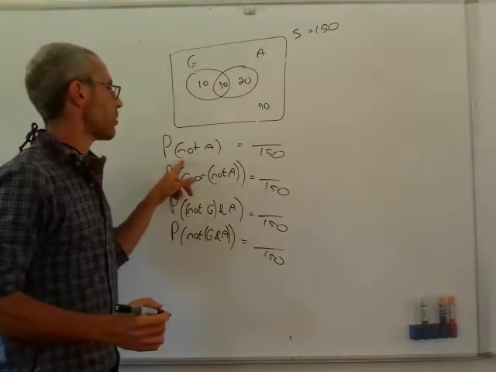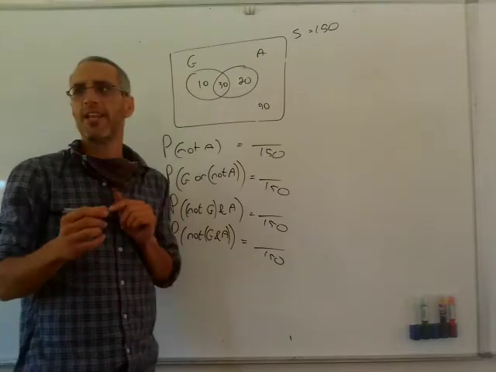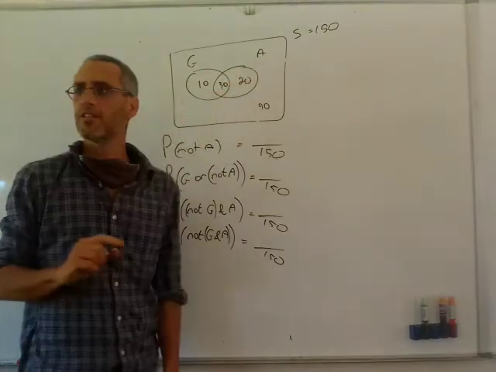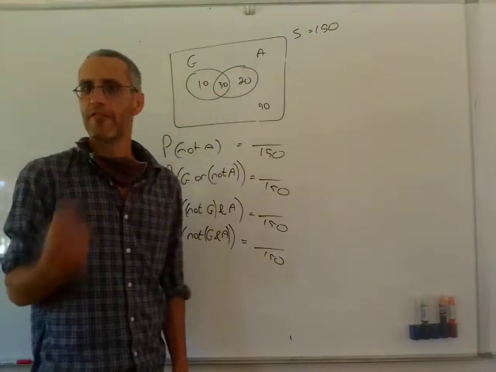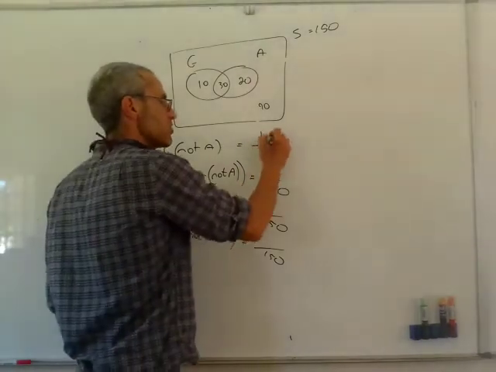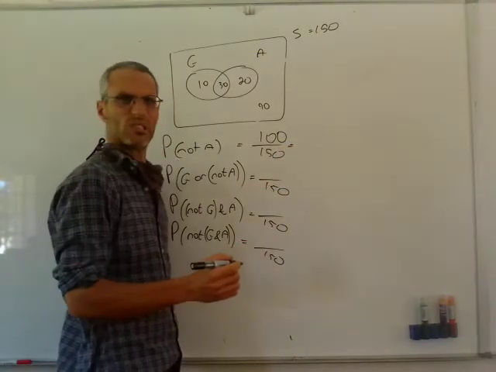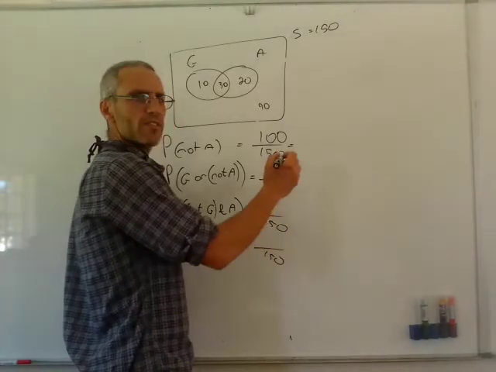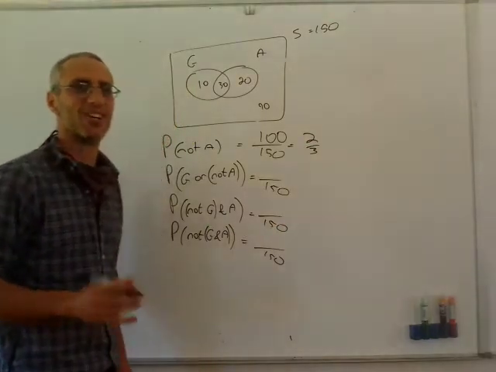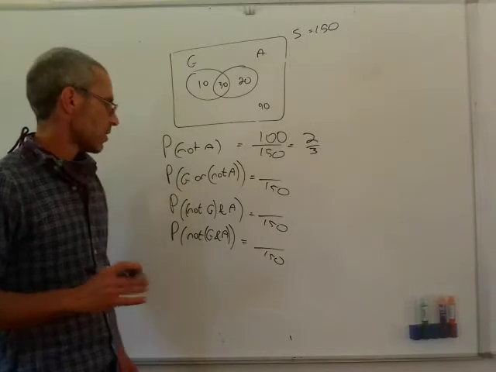So what's the probability of not A? How many are not in A? Let's ask ourselves, how many are actually in A? 50. So 100 are not in A. If there are 50 in A, that means in not A there are 100. So it's going to be 100 divided by 150. How much is that? 10 over 15, 2 over 3. So anyway, 2 over 3. That was pretty easy.